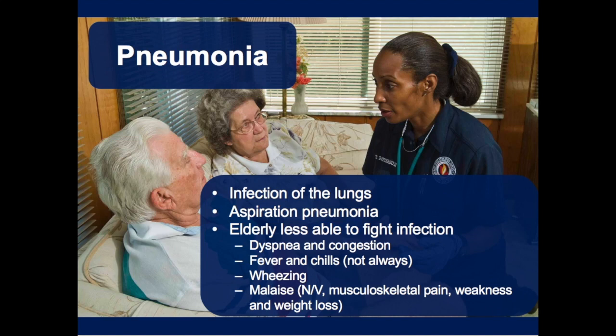So for these patients, what you might find is you might find an increased respiratory rate. They might have a progressively worsening complaint of dyspnea or shortness of breath. They might complain of dyspnea with exertion. They might complain of chest congestion or chest pressure. And they may or may not have a fever. Older patients don't always mount the same febrile response as younger patients. And again, it's just because their immune system isn't quite as robust and you may not see that elevated temperature.